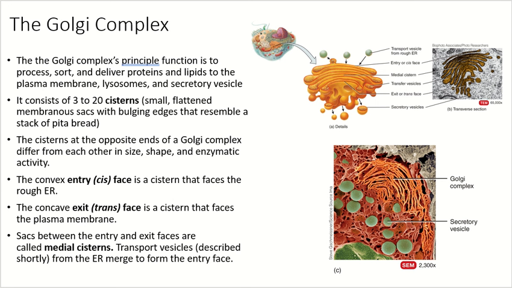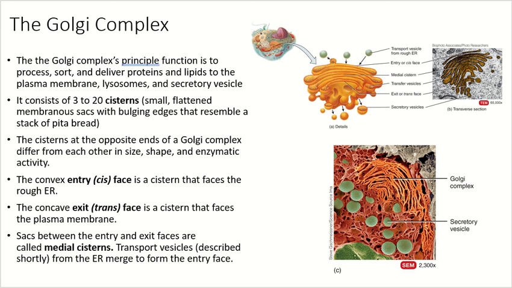Now, last but not least for today, we have the Golgi complex. The principal function of this organelle is to process, sort, and deliver proteins and lipids to the plasma membrane, as well as the lysosomes and the secretory vesicles. It consists of anywhere from 3 to 20 cisterns, which you can see here, these little flattened membranous sacs that have bulging ends. They do look a little bit like pita bread, I think.